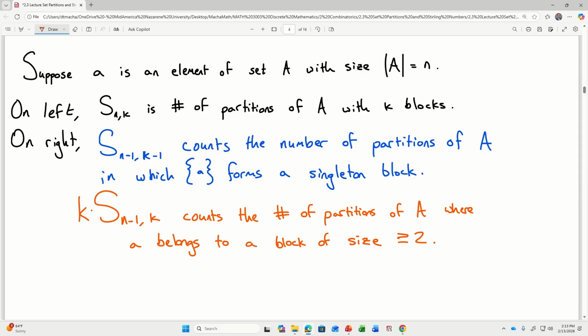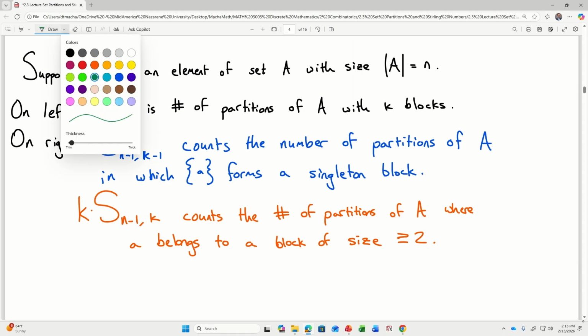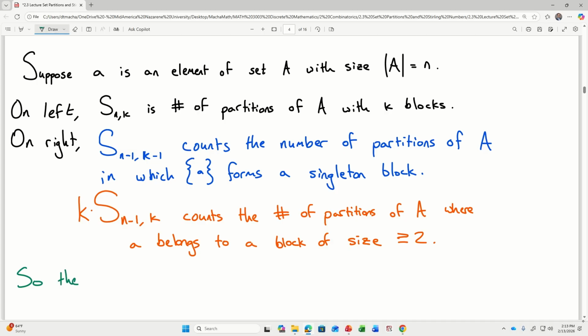elements. Okay? And by partitioning the other n minus 1 elements first and then putting the a in later, you've ensured that A belongs to a block of size greater than or equal to 2, because the partitions were non-empty before you put A in one of them. Okay, so we have counted in two ways. So we say the identity follows by the rule of counting in two ways.